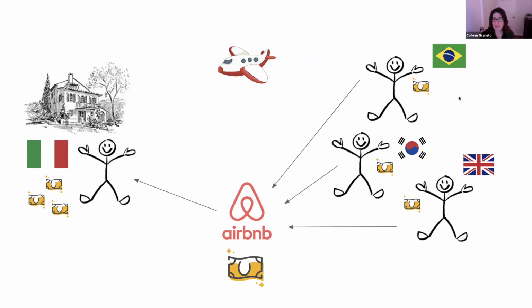And that money all comes into Airbnb, who's facilitating the marketplace. And then once the guests go and enjoy their stay in the Italian countryside with our host in Italy, Airbnb then has to get that money to that host in a reliable fashion and make sure that happens at every transaction.